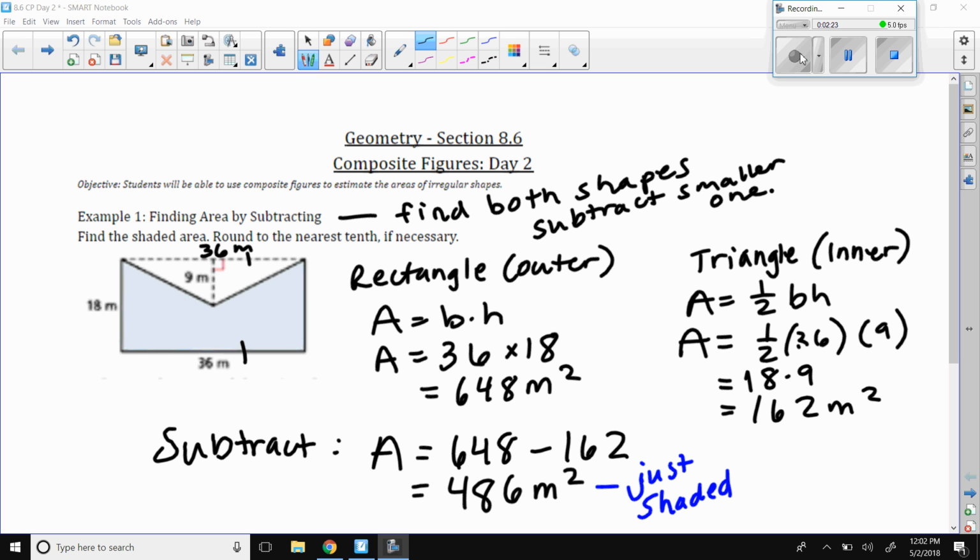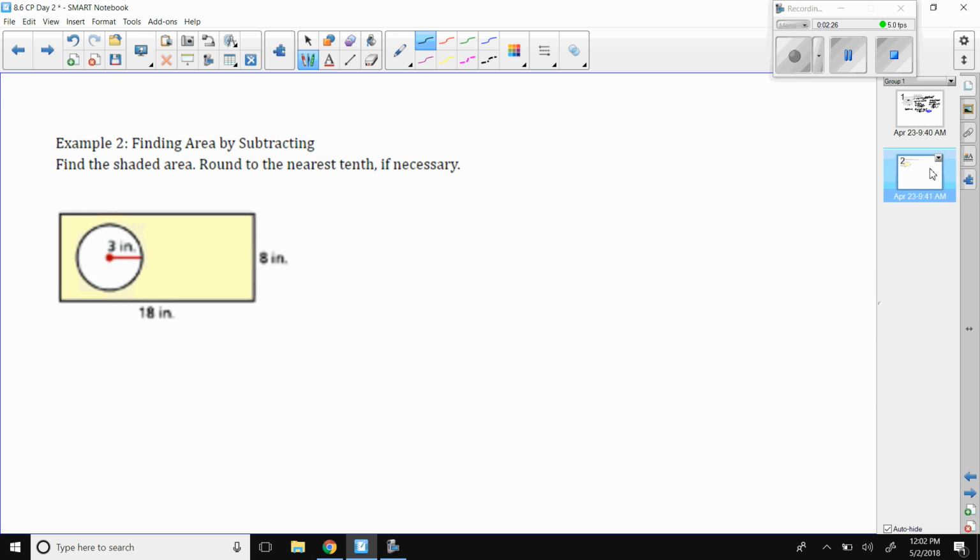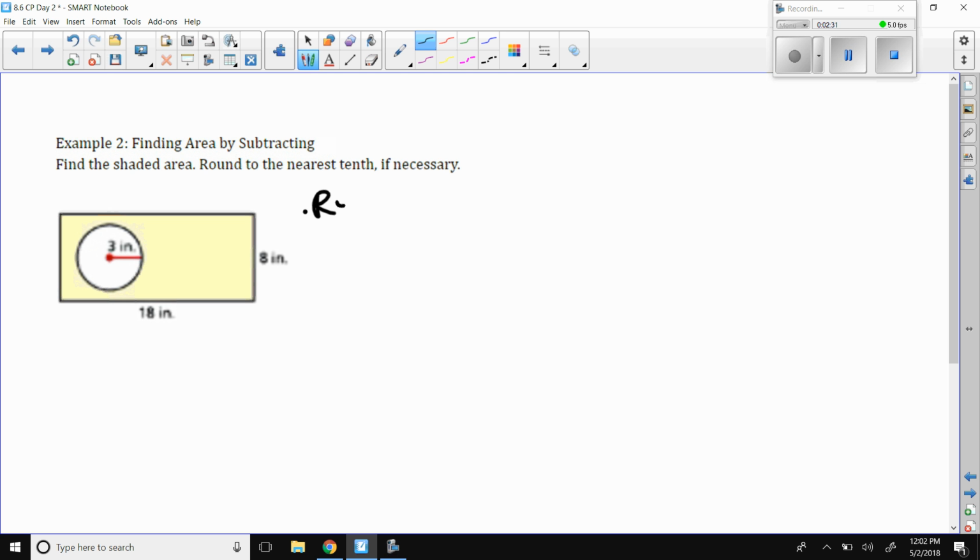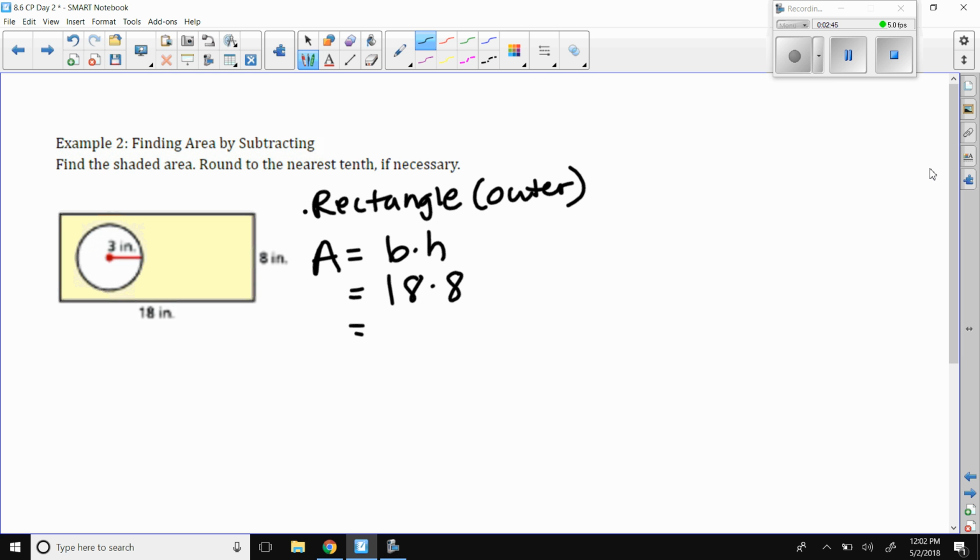Okay. The same thing will happen in the next example. I've got these two shapes. Okay. I've got my rectangle again as my outer. So the area here is going to be base times height, which is going to give me 18 times 8 for my outer area, which is 144. So let's circle that, 144 inches squared. The other shape that you have is a circle.